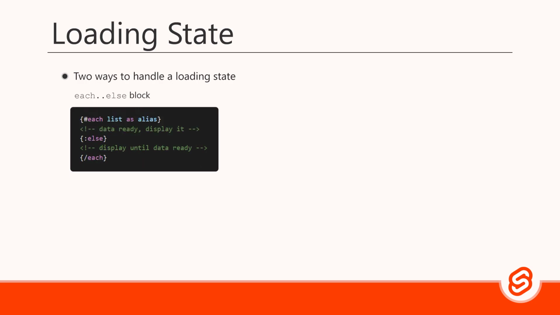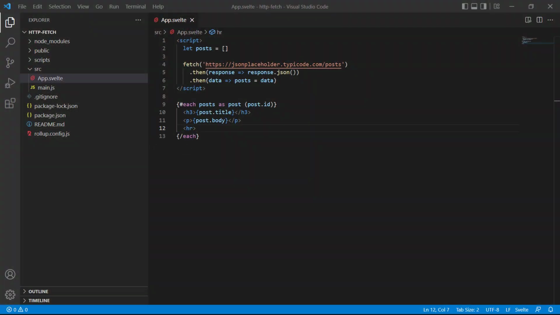As mentioned, Svelte allows us to use an else block inside an each loop. It works the same as the one in the if block, but in this case, it will only render until the data we fetch is ready to be displayed. To demonstrate, let's go back to the editor and add an else condition to our loop. So, curly braces, colon, else, and we'll have a heading that says, loading.